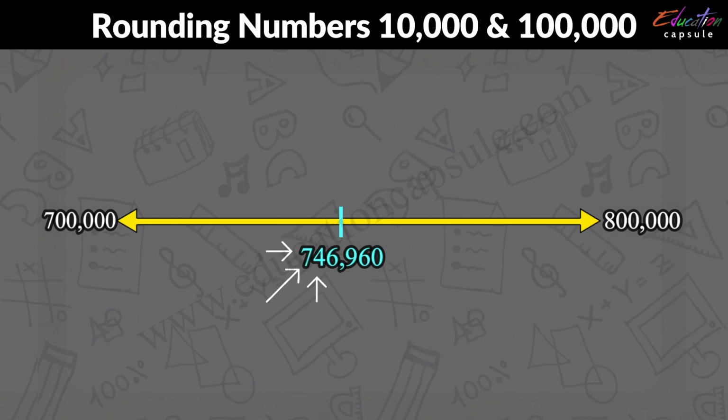Now, let's try rounding 746,960 using the value of digit method. We look at the digit to the right of the one we are rounding to. If it is 5 or more, then round it up. If it is less than 5, then round it down. As we are rounding to the nearest 100,000, we will look at the 10,000s digit here.